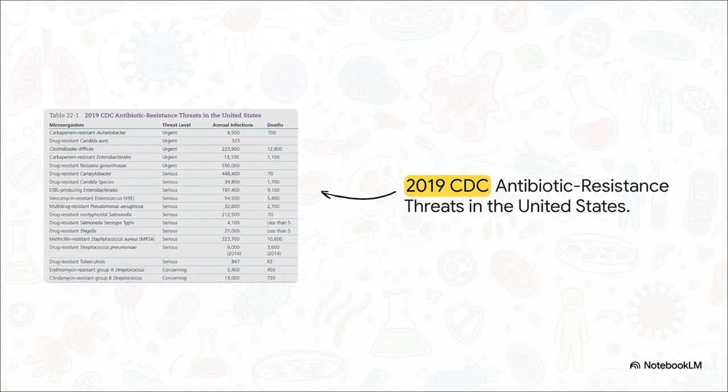And the terrifying result of this chain reaction is quantified right here by urgent CDC data. Threats like carbapenem-resistant Enterobacterales and C. diff alone are responsible for over 12,000 preventable deaths annually. Let that sink in. These are everyday, recurring infections that are becoming incredibly difficult and sometimes impossible to treat.